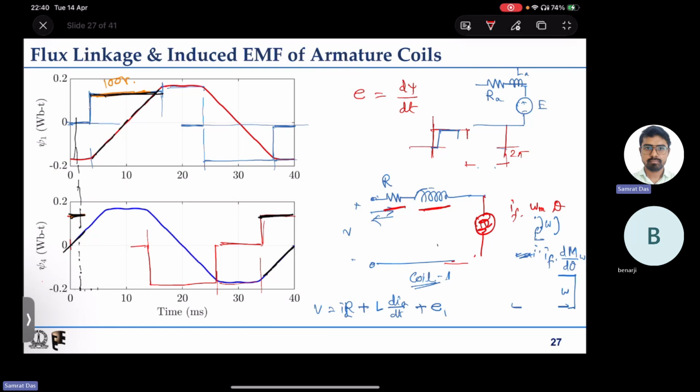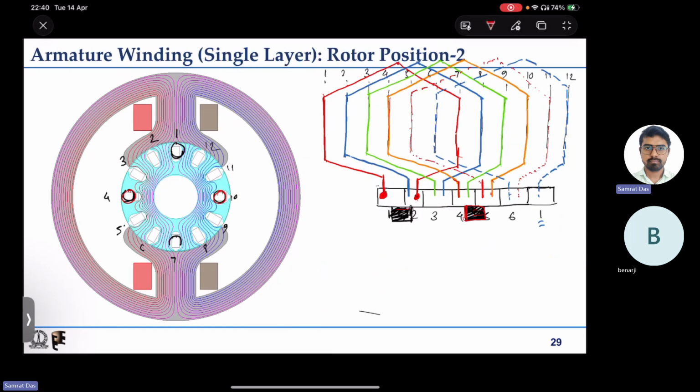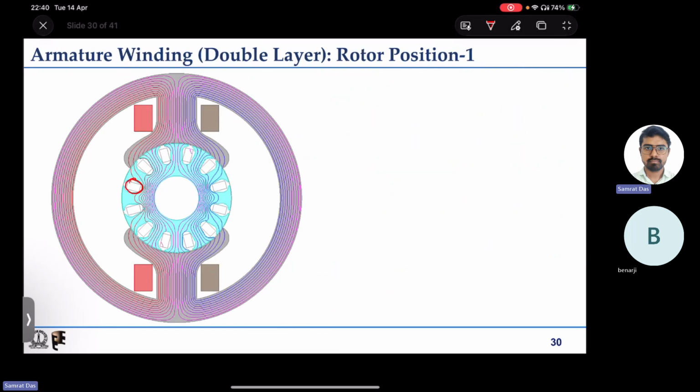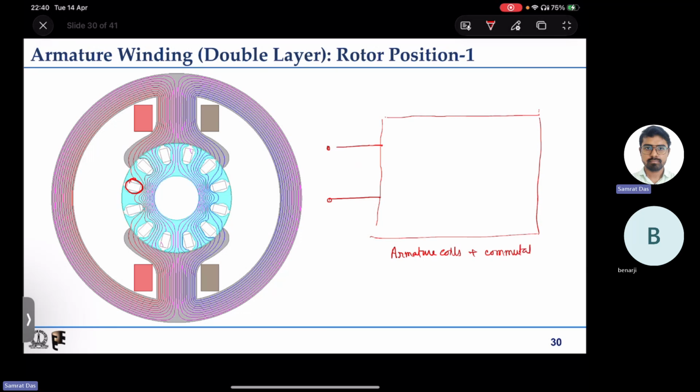Now we will see that because of the commutator, if we try to look at the coils plus commutator plus brush, we have some system, some armature winding. We are looking at just two terminals, and inside this is the model for armature coils plus commutator plus brushes. This becomes the model.